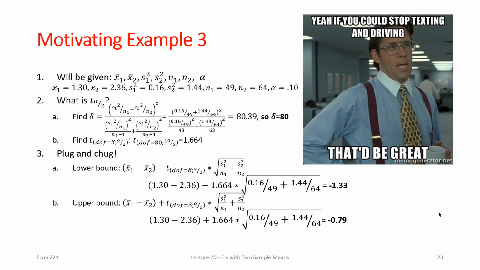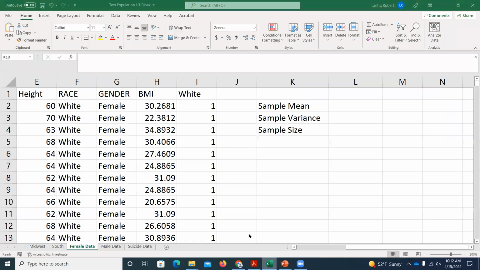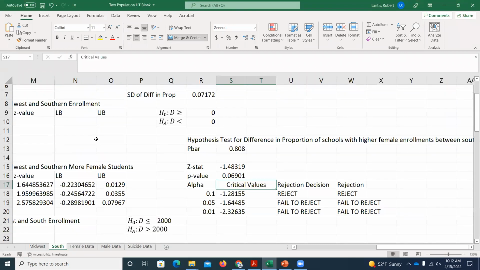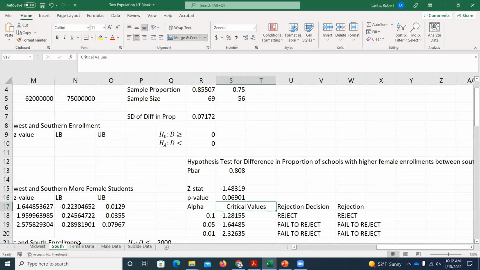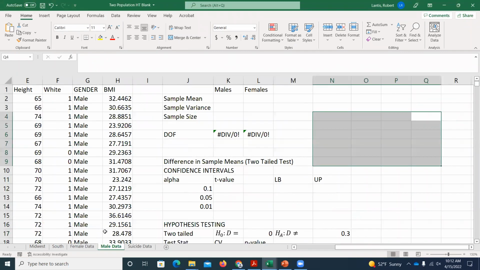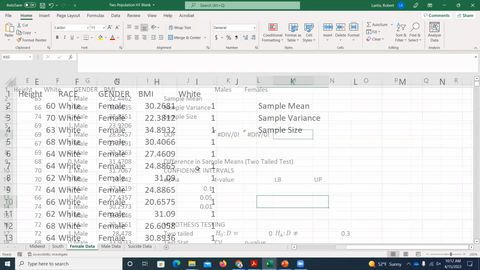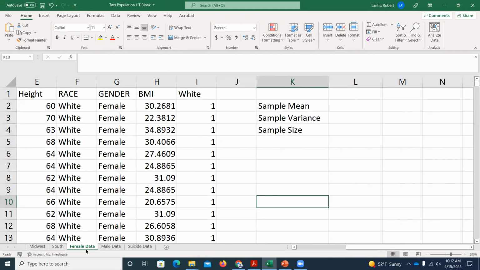So we're going to do this exact same thing. We're going to apply it to Excel. So let's open up that hypothesis testing blank file that we worked off of last class. Now we did all the proportion stuff last class on this South and Midwest file. I now have this male and female worksheets where we're going to look at the difference in sample means between male and female BMI. Right? So go back to this female variable worksheet and look at this BMI variable.